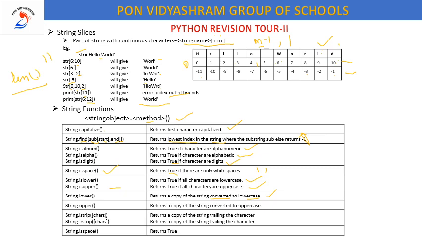The next one, string.upper, is the opposite of what I said there. If the particular string has any lowercase, it converts it to uppercase and returns me a string here. The next one, string.lstrip and the characters here.